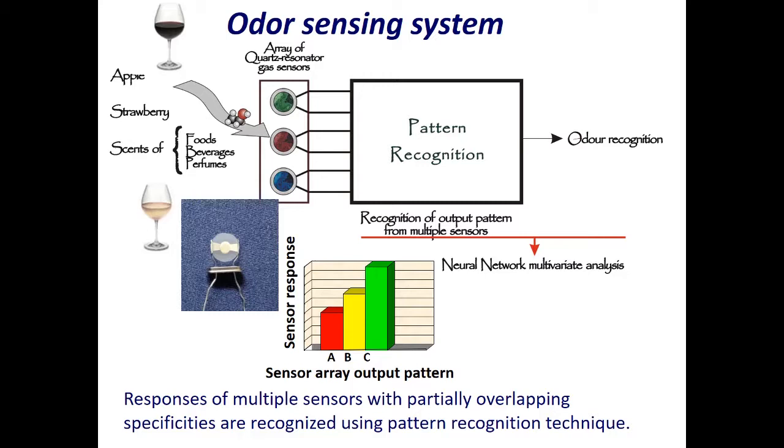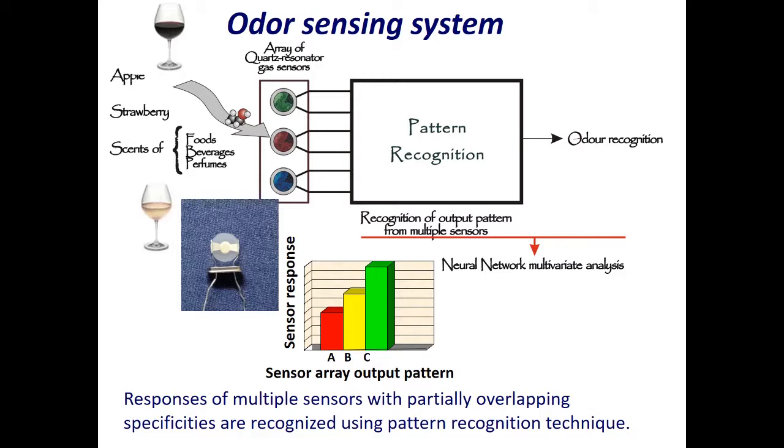Here is an array of sensors, in this case, quartz crystal gas sensors, but the type of the sensing film is different. The sample, in this case, is a kind of fruit or beverage or perfume or those things. An example of the sensor here is a quartz crystal microbalance gas sensor. The sensor responses are from sensor A, sensor B, and C, and this type of sensor response pattern is obtained.